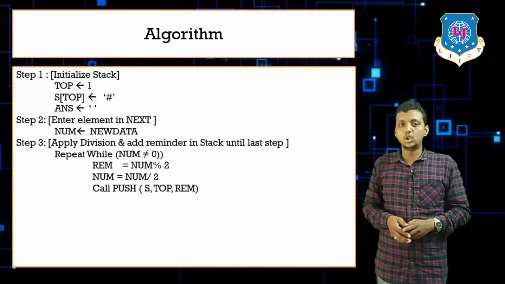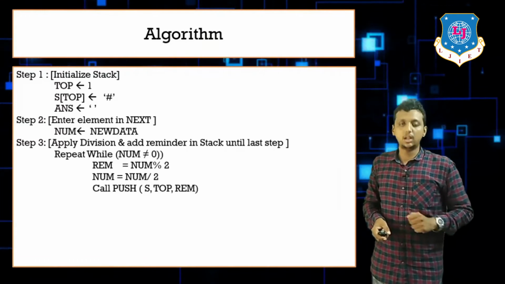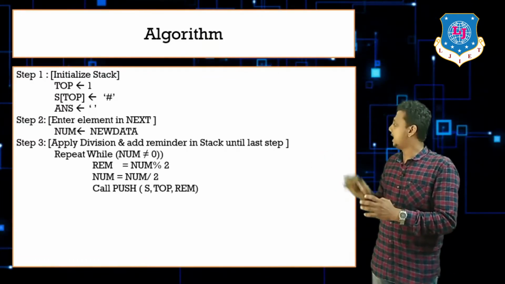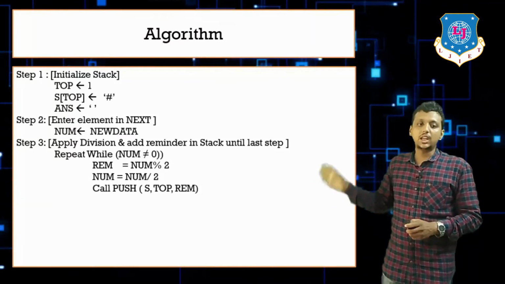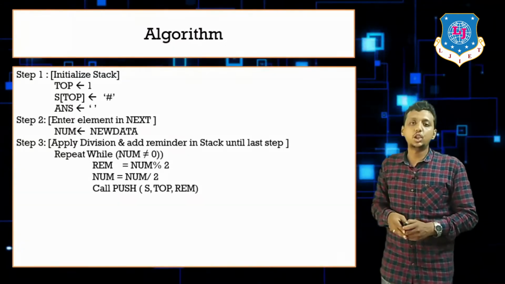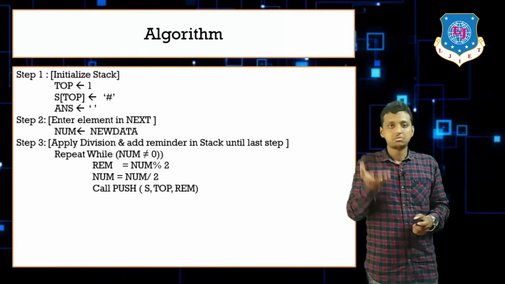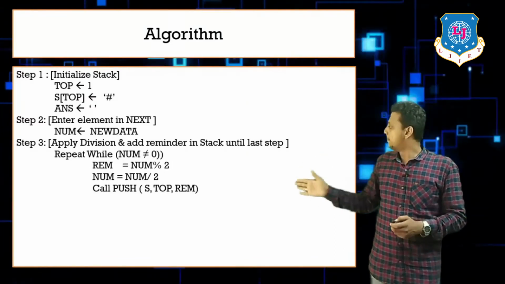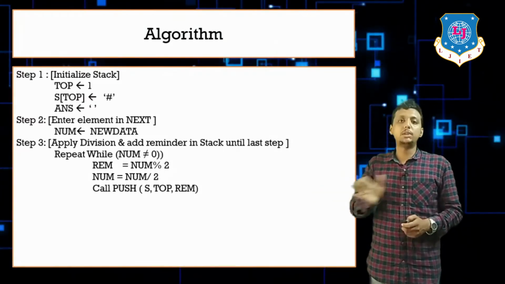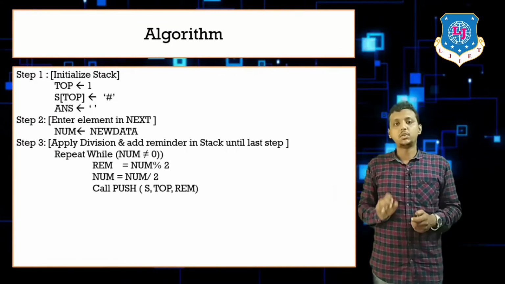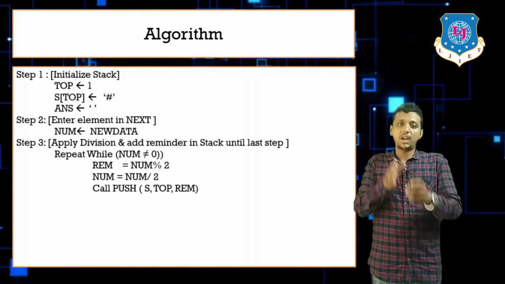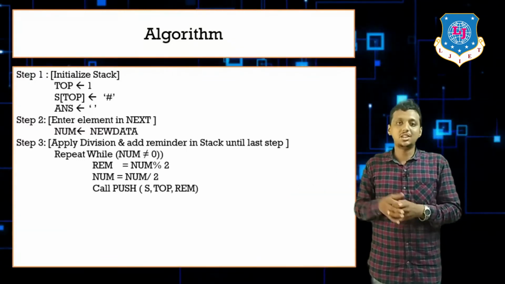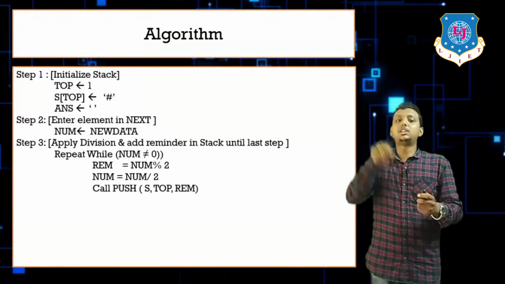How? Let me show you with the example of 12. Okay, fine. Students, first we have the 12 with us over here. Now remainder is equal to 12 modulo 2. It becomes 0. And number is equal to number divided by 2. It becomes 6. So what we need to do? We just need to push the remainder into the stack. So I have already pushed 0 in the stack and repeat this process.